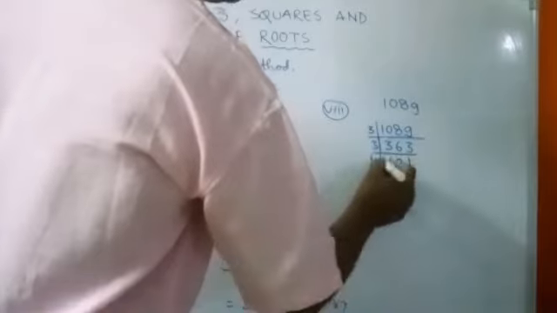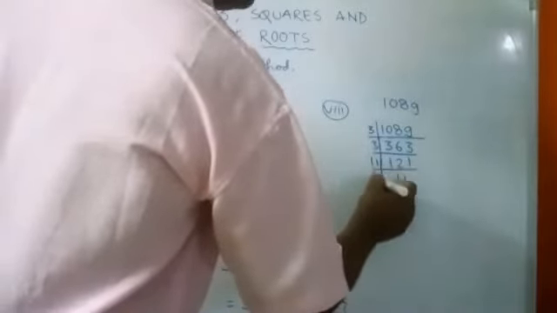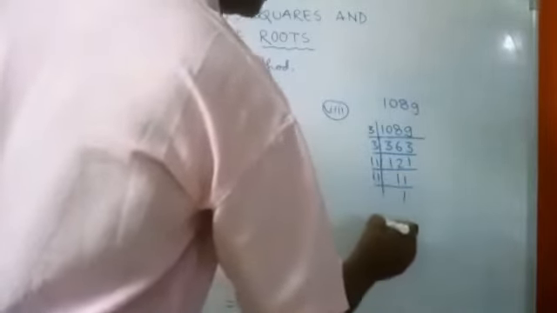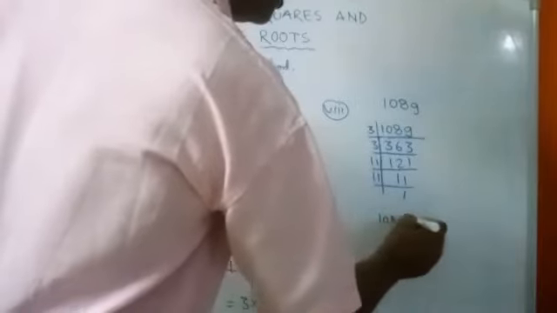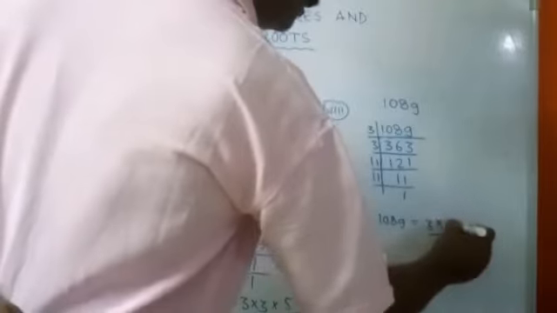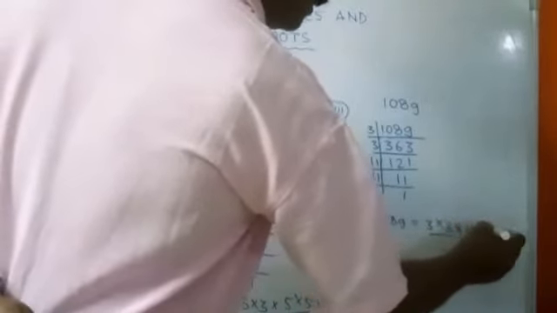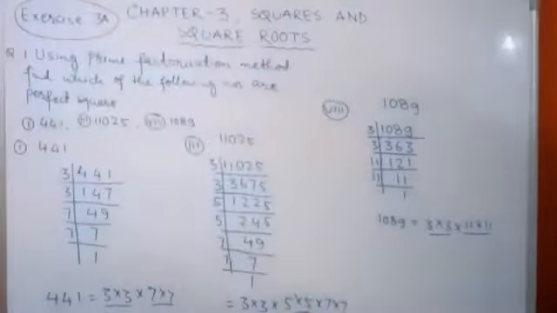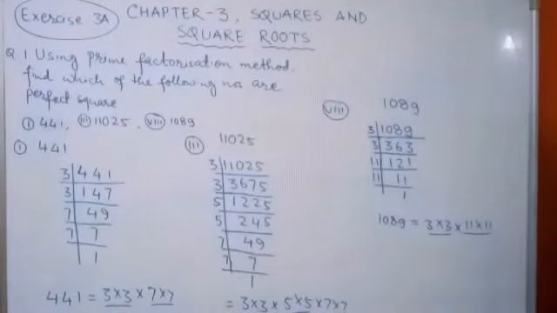11 11s are 121 and 11 1s are 11. Hence 1089 is 3 into 3, 11 into 11, which shows 1089 is a perfect square number.